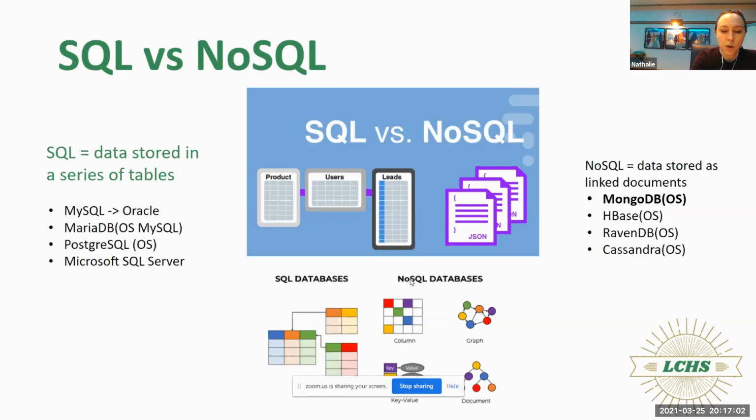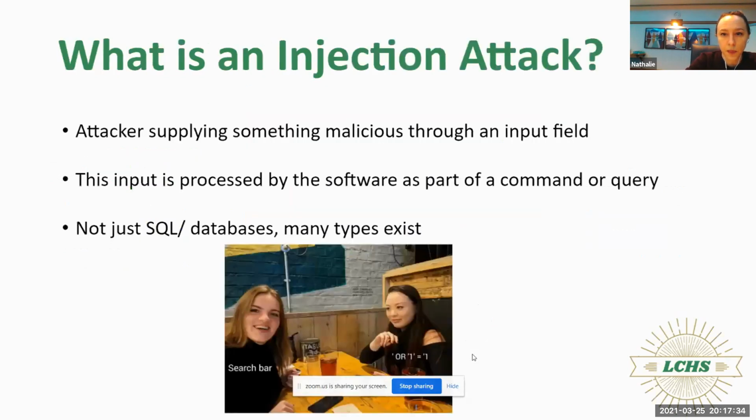So as I just mentioned, SQL is table-based, so it's lots of tables that can be linked together, but it's very structured and ordered, whereas NoSQL is more flexible. And you can see from the diagrams on the right-hand side that it's more of a collection of documents that are loosely linked together. On the left-hand side, you can see some examples of software that's used in SQL databases. And on the right-hand side, you'll see some examples of software used in NoSQL databases. If it's got OS next to it, it means it's open source, and you should be able to freely access it if you want to have a look at it.